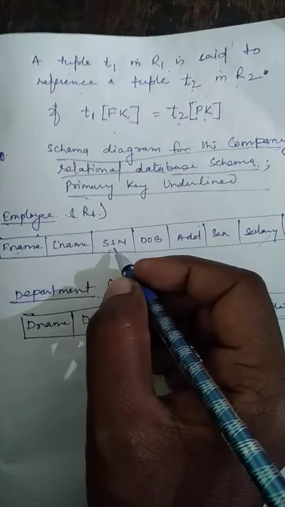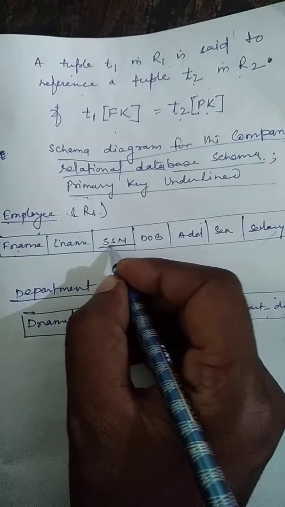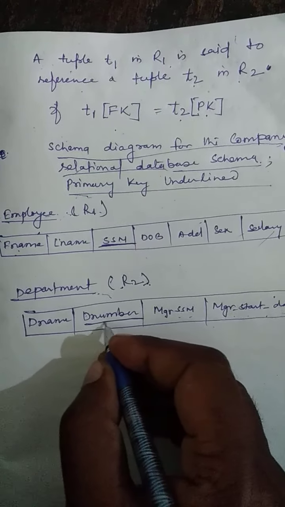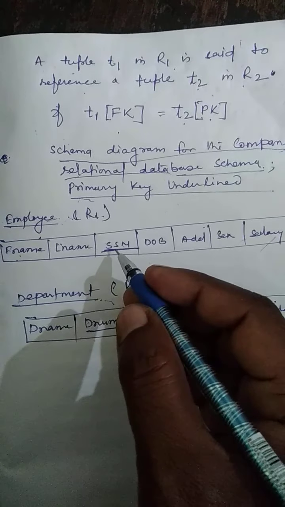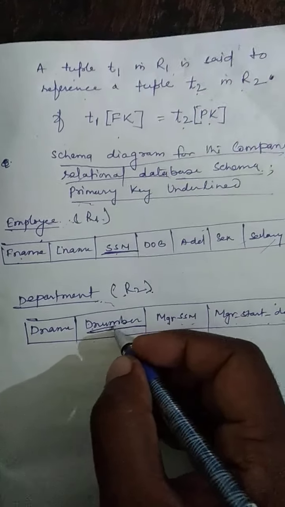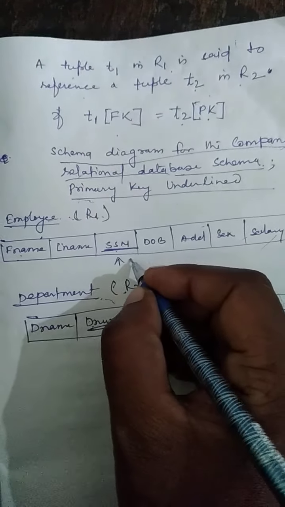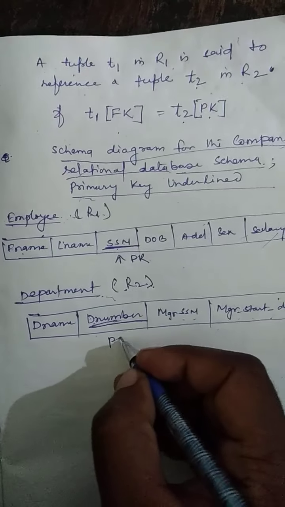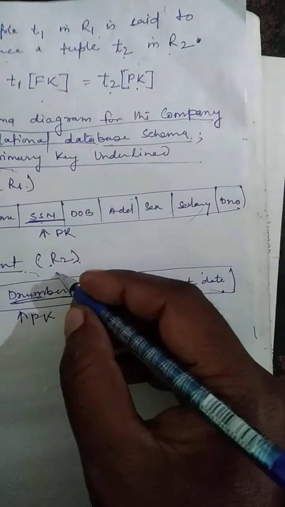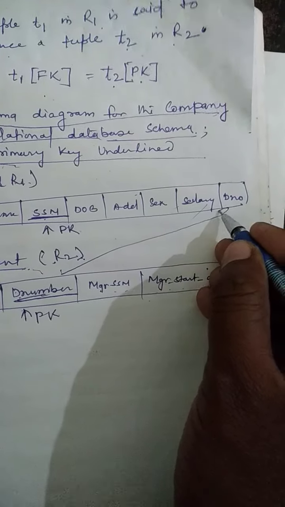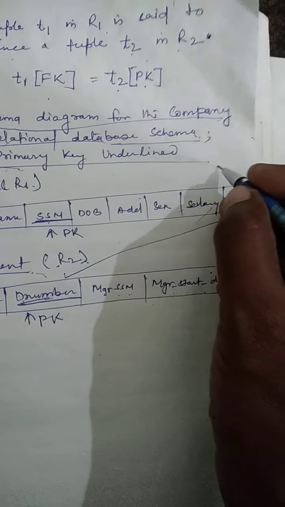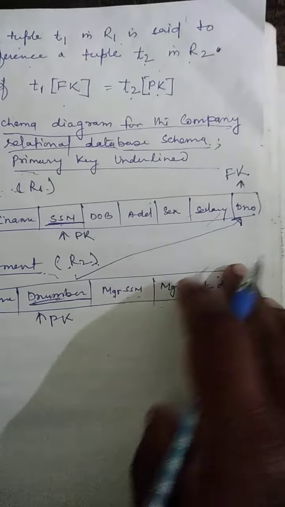First, employee SSN is a primary key, and department D number is a primary key. Both are primary keys: relation R1's primary key is SSN, and relation R2 department's primary key is D number. But department number in the employee relation references department number in relation R2, and is a foreign key. It is an example of a foreign key.